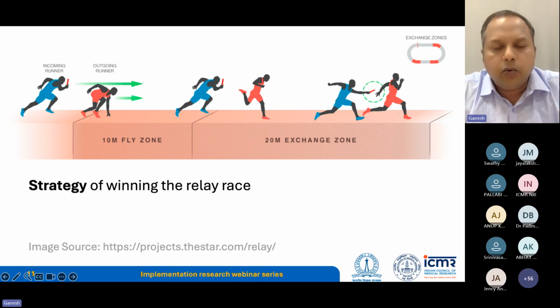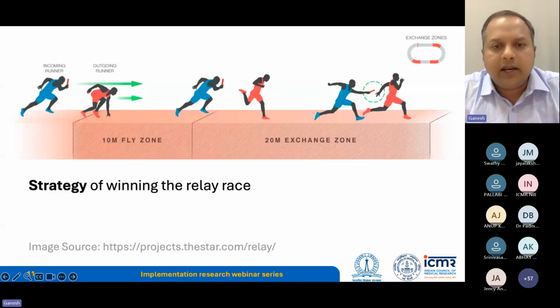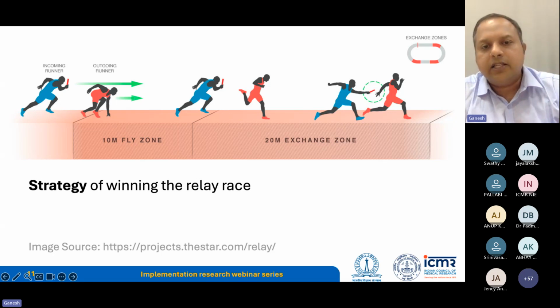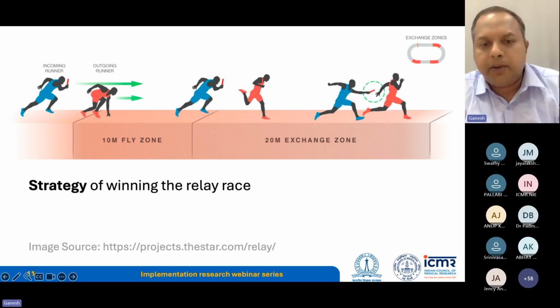The same, I am trying to give a kind of comparison: an implementation researcher uses a strategy not to lose a relay race and also not to lose that baton, and tries to finish this race ahead among the competitors. The same way, implementation research takes the evidence from the effectiveness researcher and adopts a strategy to expedite it, so that the process and quality measures are done much better to improve the success of the program. And in turn, it will improve the outcomes in the population.